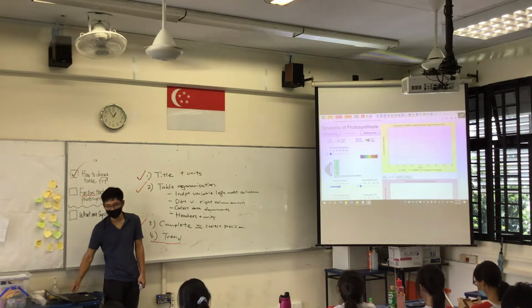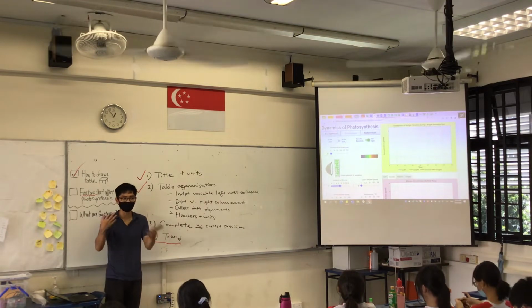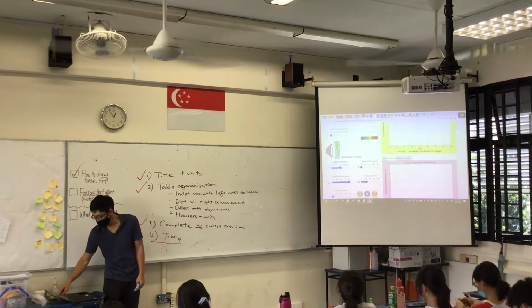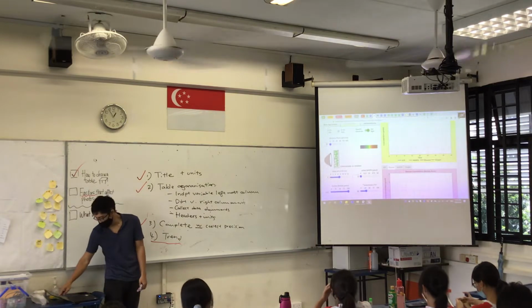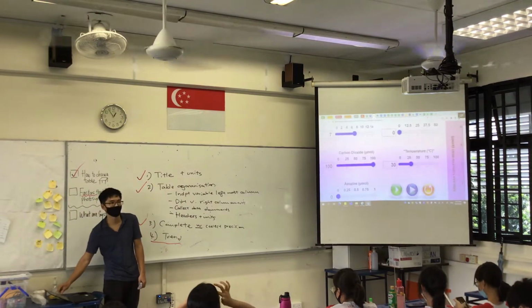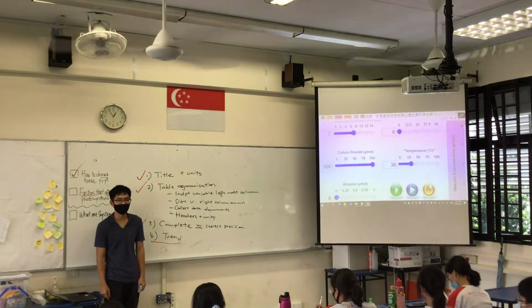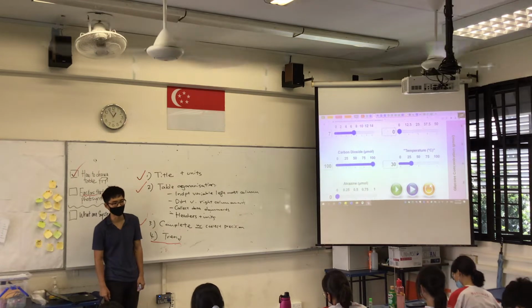Today we're just going to investigate how 3 factors affect photosynthesis. This is what is required in your scope of learning. Number 1, distance from light. Number 2, carbon dioxide concentration. Number 3, temperature. It is required of you to understand how these 3 factors affect photosynthesis.